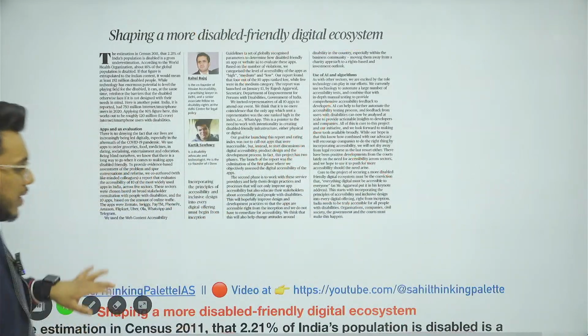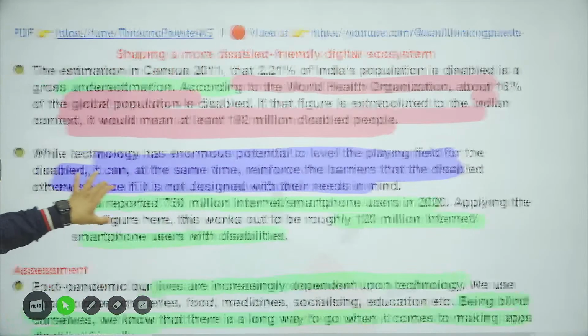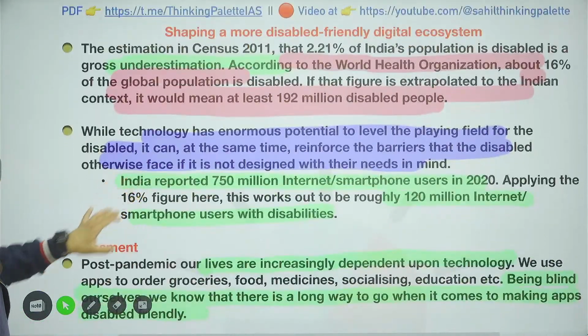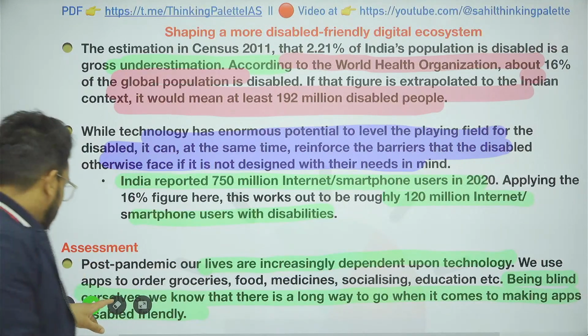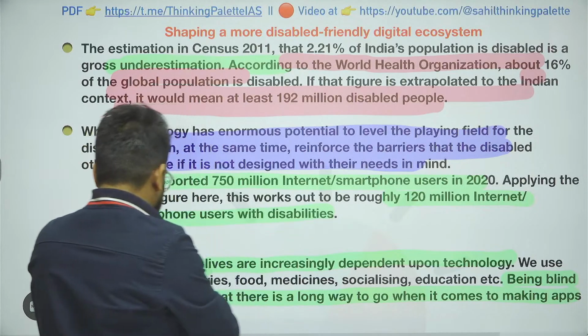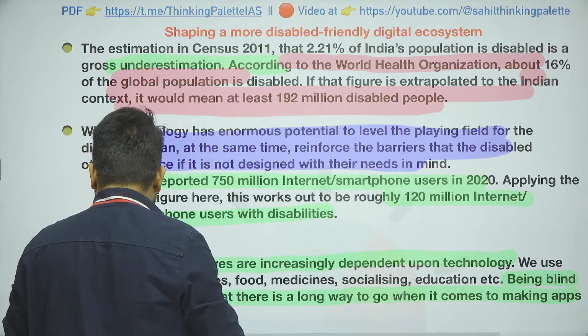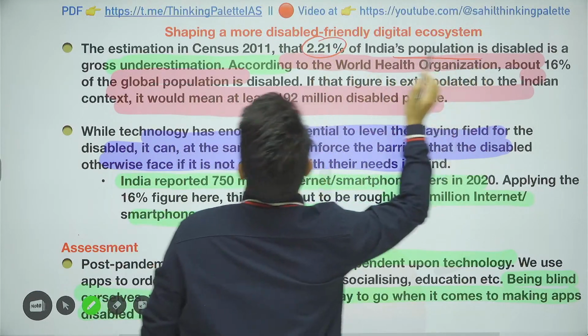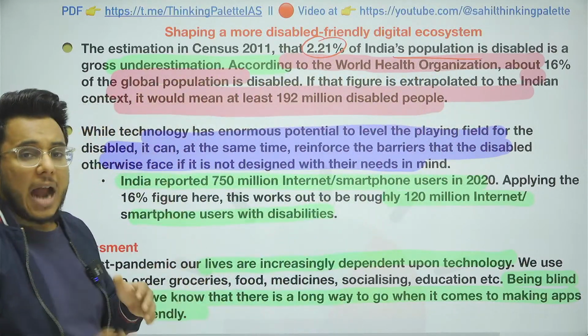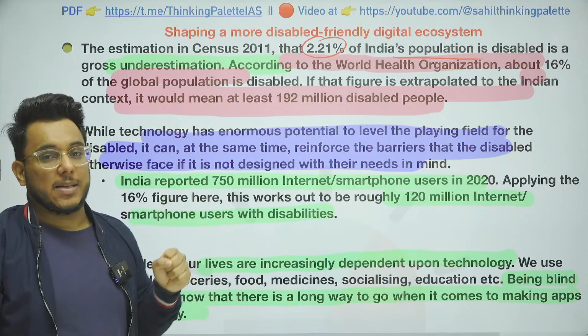Okay. Now, understand this. First of all, when we talk about the population of disabled people in India, their population is huge. As per the census of 2011, around 2.21% of India's population is disabled. But the article says that it is an underestimation.